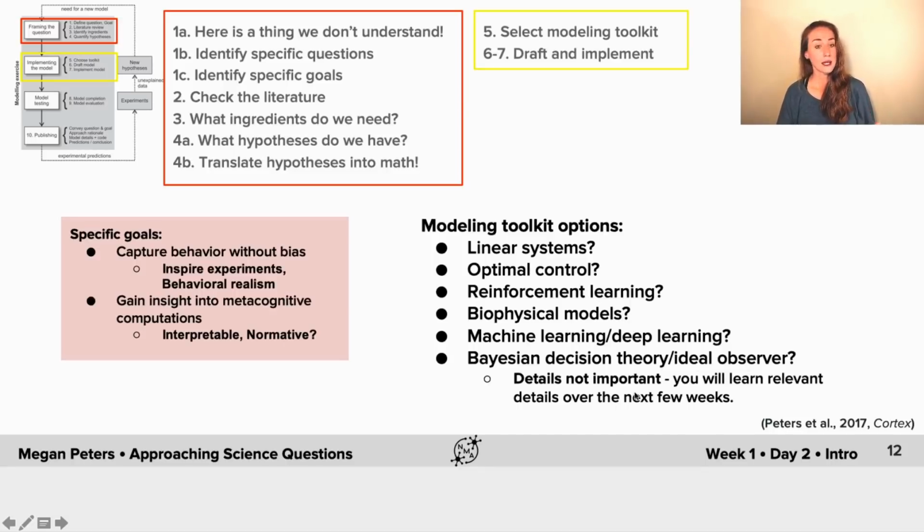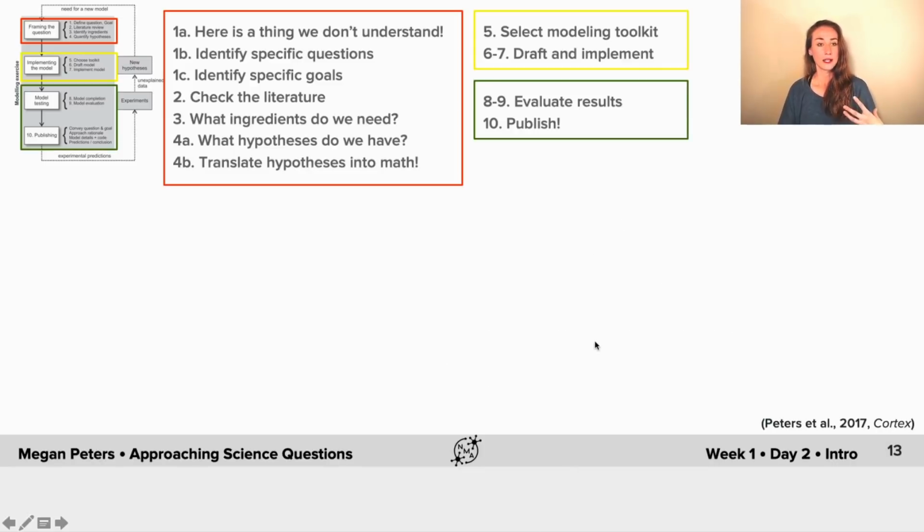And the details, again, are not important. I'm actually not even going to go over what the math looks like, because the point here is you're going to learn the relevant detail over the next couple weeks, and today we're just talking about the big picture. So this is the toolkit that we chose because it fit our goals much better than all of the other options. We ended up implementing this with some Monte Carlo simulations in MATLAB, and we fitted it to the behavior of the human observers in the experiment. There are a lot of other ways we could have implemented it, but that's the one that we ended up choosing.